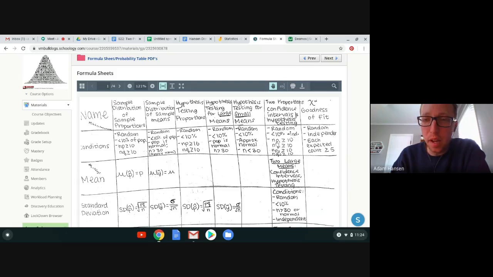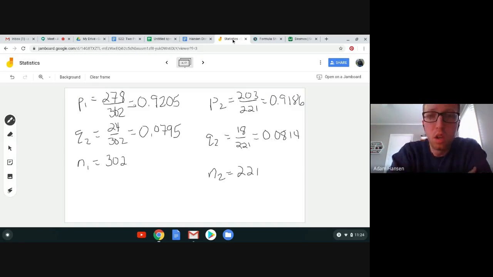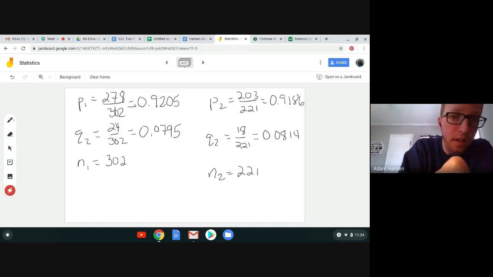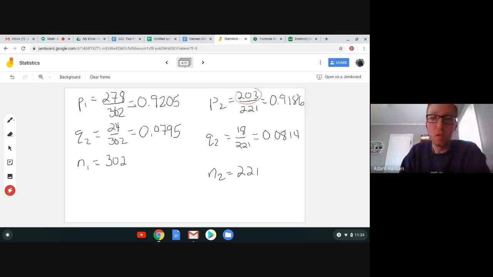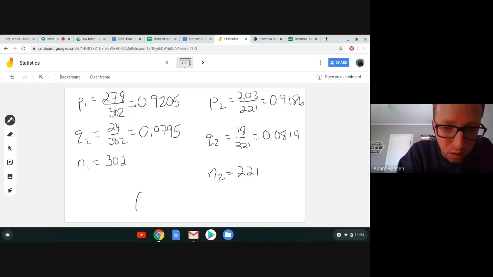Now I have to have at least 10 successes and failures for each of these two players. So going back to our data here, I can see that I have at least 10 in all four of those values. So our conditions are satisfied.